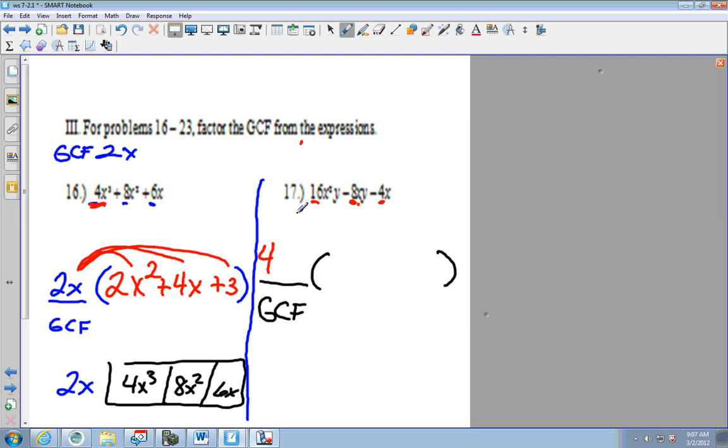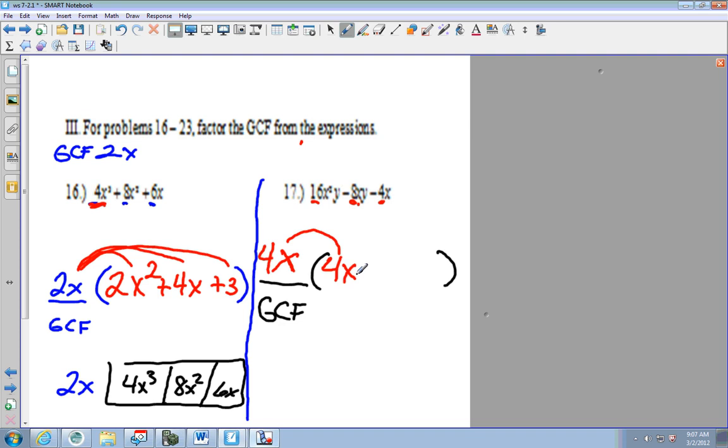Okay? Now, in this one, what letter is in common in all of them? There's an X. What's the smallest exponent? A 1, so it's just a 4x. Okay, so now I'm going to take it times the first term. 4 times what gives me 16? 4. Well, wait a minute. How many x's do I need? It says x squared, so I need another x.